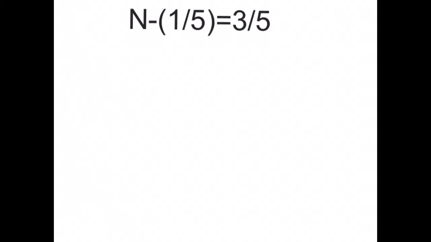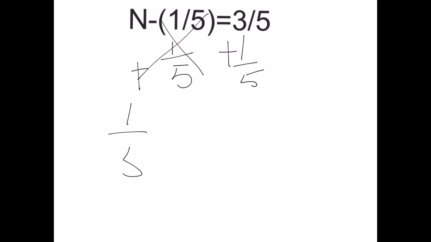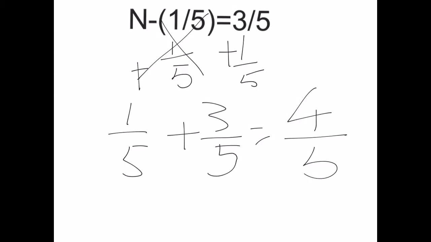Subtracting fractions with a variable is no different than subtracting decimals with a variable. First, you must cancel 1/5 out. And we can simply do that just by adding it. And now we must add 1/5 plus 3/5. This is quite easy because they have the same denominator. This leaves us with 4 over 5. N equals 4 over 5.